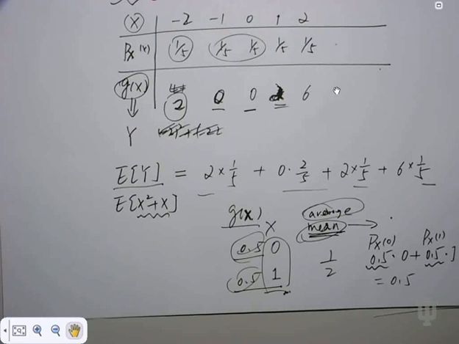Now you're doing this not just for what you expect the cookie jar to be, the x, but what x squared plus x is. You can evaluate any function, what you likely would think it would be under the probabilistic model. Tangent of x. What do you expect tangent of x to be? That's E of tan x. It would be tan of -2 times 1/5 plus tan of -1 times 1/5 plus tan of 0 times 1/5 plus tan 1 times 1/5 plus tan 2 times 1/5.